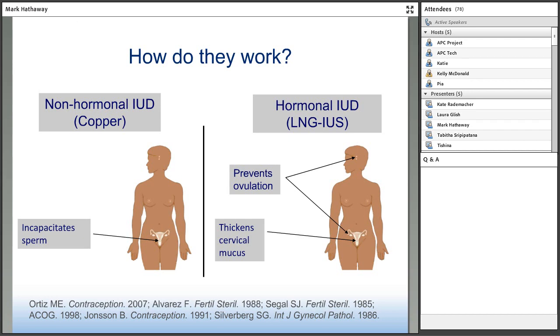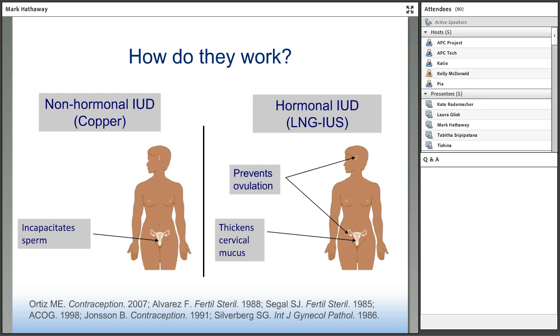How do they work? I'm going to start with the one on the left, the non-hormonal IUD, the copper IUD. It basically incapacitates the sperm, or makes the sperm immotile, or in other words, it doesn't swim very well. It stops swimming, and it never gets to the egg, indeed preventing fertilization. So the egg and the sperm never meet. It has an impact also on the oocyte, or the egg, but the main action is on incapacitating the sperm.